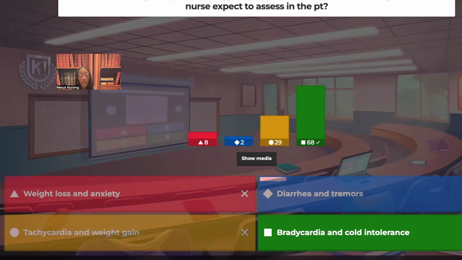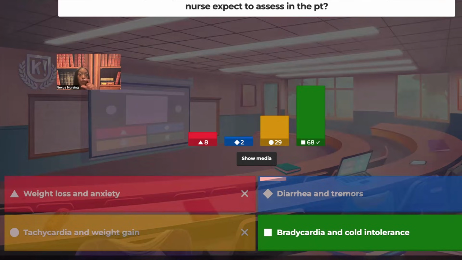Very good. Bradycardia and cold intolerance. Why? Their thyroid gland is not functioning the way it's supposed to. It's functioning below the level that it's supposed to, right? Metabolism slowed down. Everything slowed down. Heart rate slowed down. Blood pressure slowed down. Cognition slowed down. Peristalsis slowed down. I could go on forever. Everything is down. Right? And I want you to pay attention.